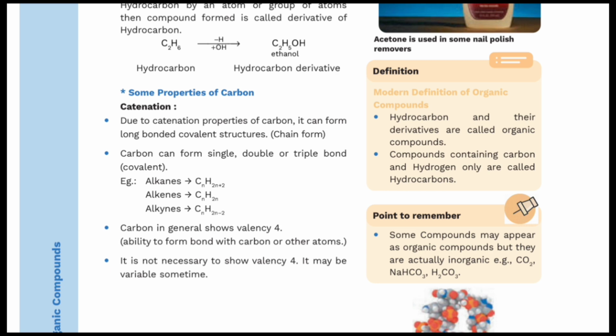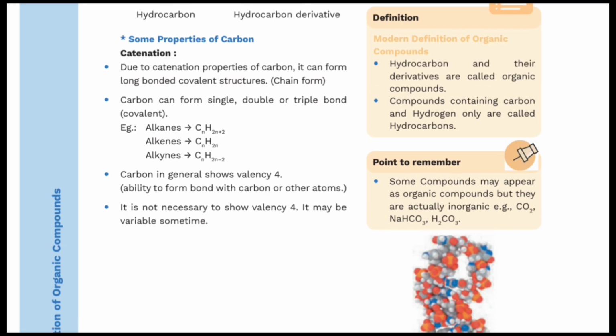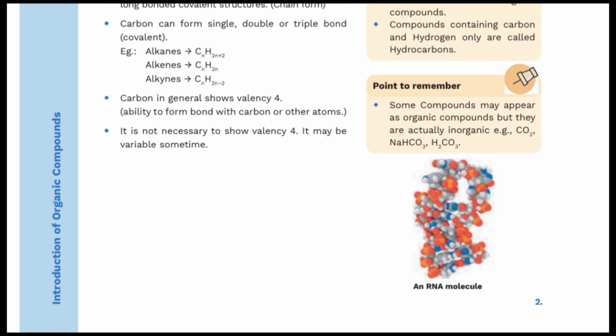According to the modern definition, hydrocarbons and their derivatives are called organic compounds. Hydrocarbons are those substances which contain carbon and hydrogen. Some compounds look organic but they are not. CO2 is inorganic, and NH4CO3, H2CO3, all three of these are inorganic compounds.